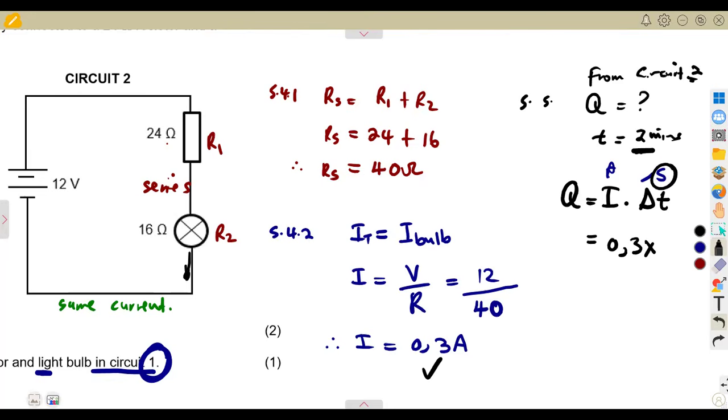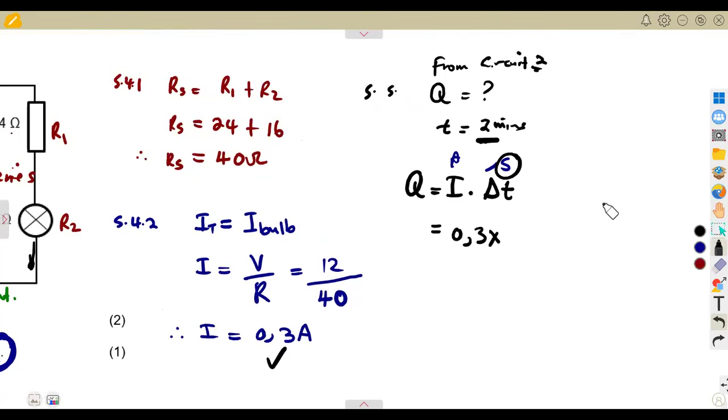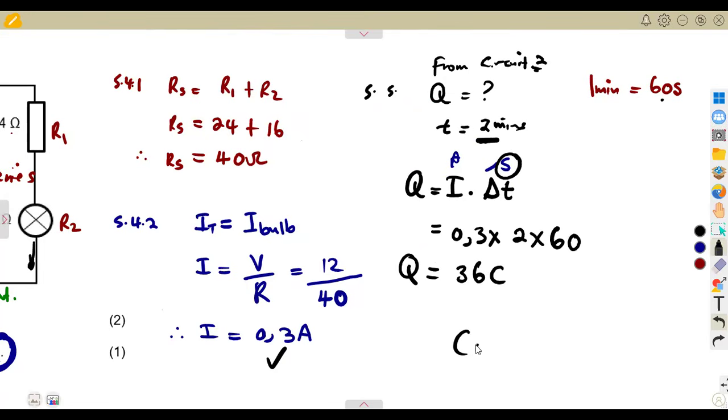But the time is supposed to be in seconds, so you must convert minutes to seconds. Remember, in a minute you have 60 seconds. This is also your mathematics. So you're just going to multiply by 60: 2 times 60 to convert to seconds. So that is going to give us 36 coulombs. The unit for charge is the coulomb, so you just write a C like that. That is the unit measurement of charge.